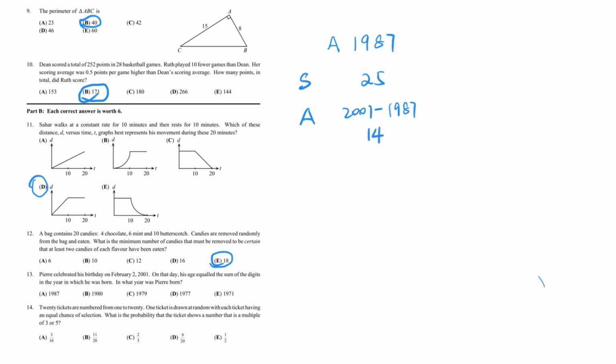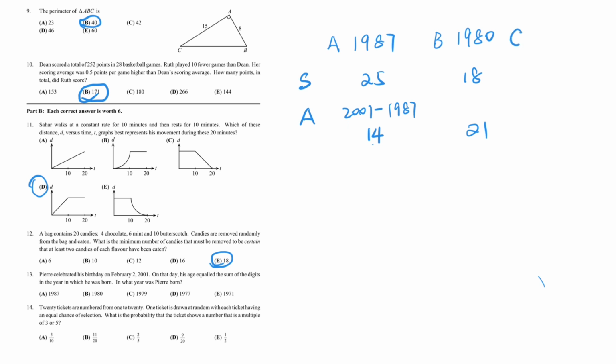Sum of the digits not equal to age. Choice B, that's 1980. Sum of the digits, that's 18. The age, that's 2001 minus 1980. That's 21. They are not equal.